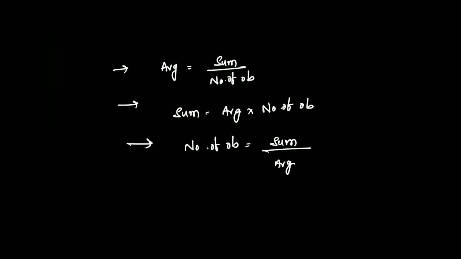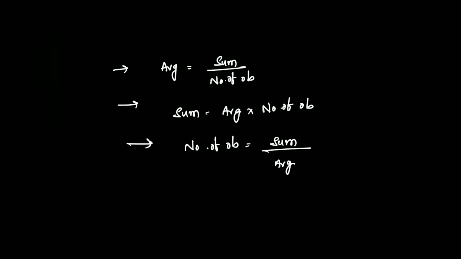So remember it as three different formulas, rather than remembering it as sum is equal to average into number of observations or average is equal to sum by number of observations. If I immediately ask you the number of observations, you should be able to answer that it is sum by average. So it should be quick, not deriving one from the other. All three you have to remember individually.